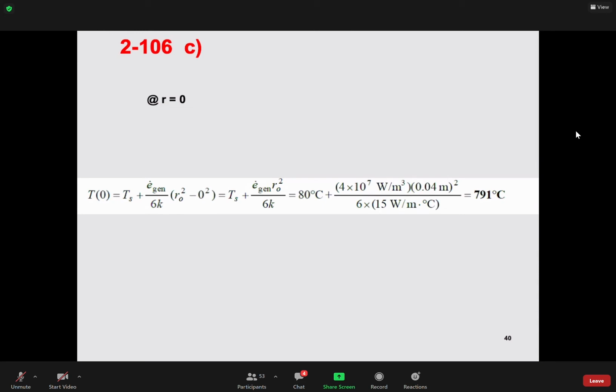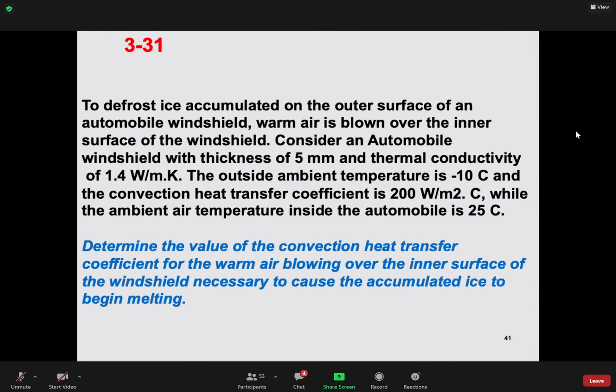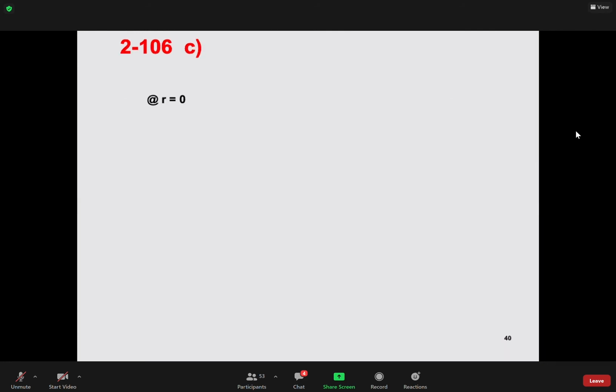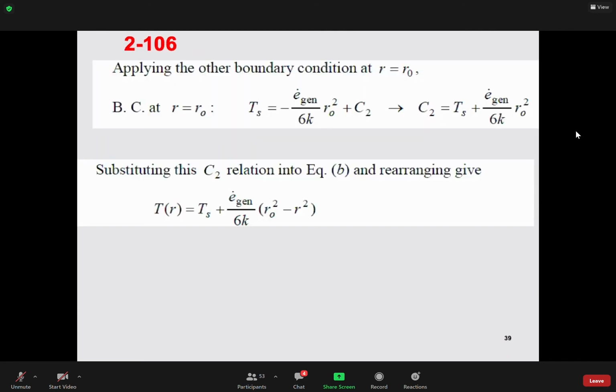Okay, let's go to the next problem. Again, I'm trying to go slowly because I know you are a little bit behind. Let's do this problem from chapter 3. Before that, Professor, excuse me, can you go back to the previous slide? This one? Yes. Okay.